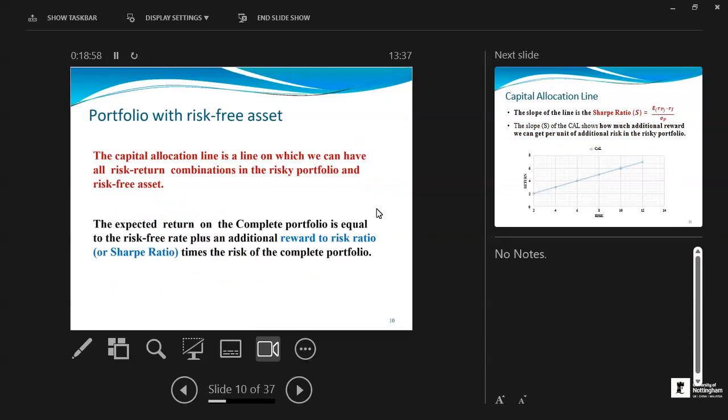So the capital allocation line is a line on which we can have all risk-return combinations in a risky portfolio and a risk-free asset. The expected return on the complete portfolio is equal to the risk-free rate plus an additional reward to risk ratio, which we call the Sharpe ratio. So this expected additional return to risk ratio is what we call the Sharpe ratio.